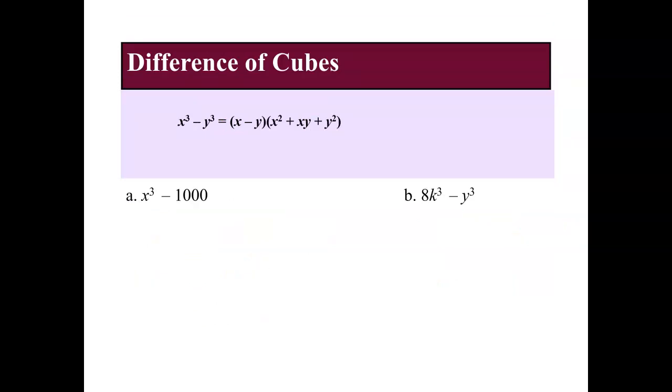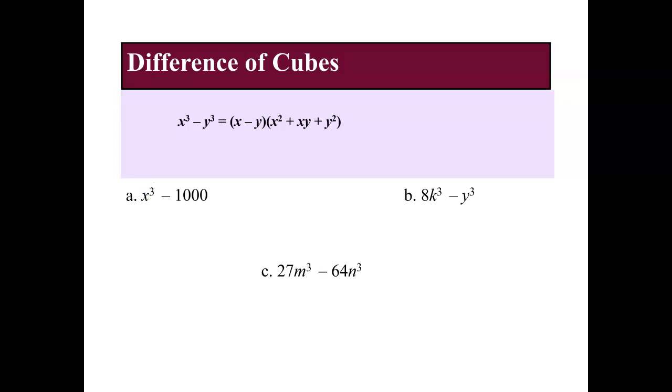Alright, difference of cubes. So, similar to difference of squares, but a longer formula to memorize. Okay? I have a binomial. We saw the binomial. First and last terms are perfect cubes. If we're looking at exponents, it's any multiple of 3: 3, 6, 9, 12, anything that's a multiple of 3 is going to be a perfect cube.